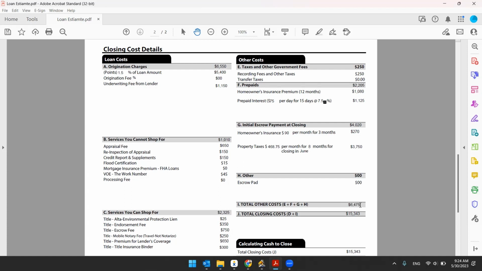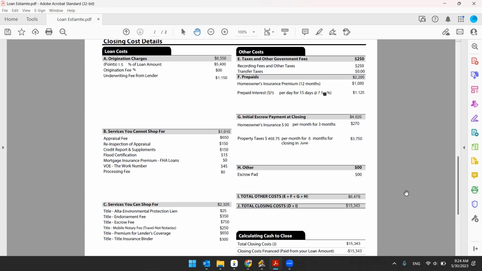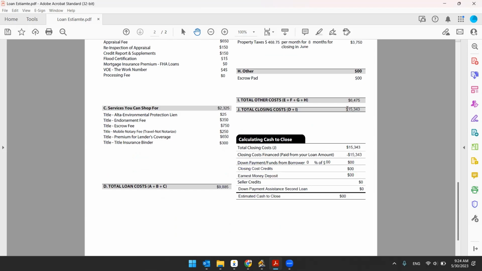Our total fees on this side are going to be $6,475. Now adding up box B and the I is going to bring up a total amount of $16,360 of closing costs. There are no closing costs financed. The down payment in this case is going to be 20% of $450,000, which is $90,000.